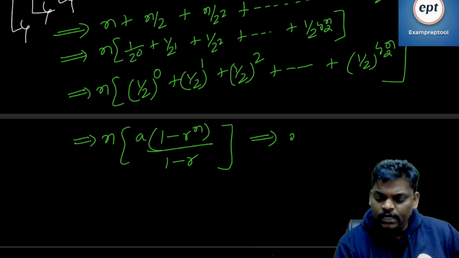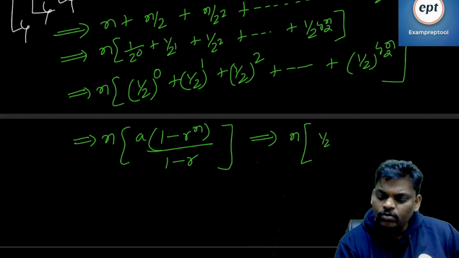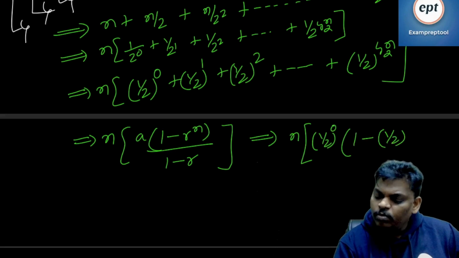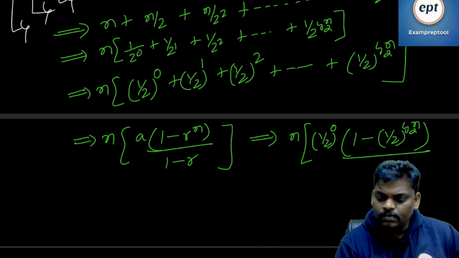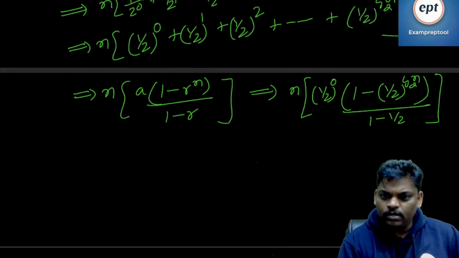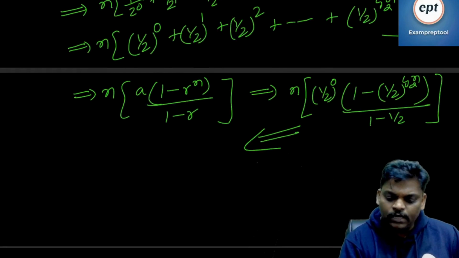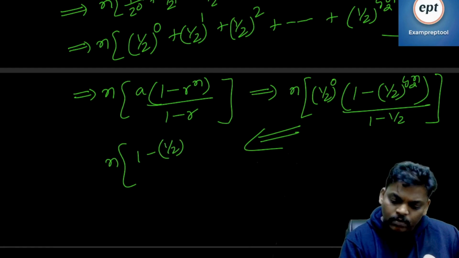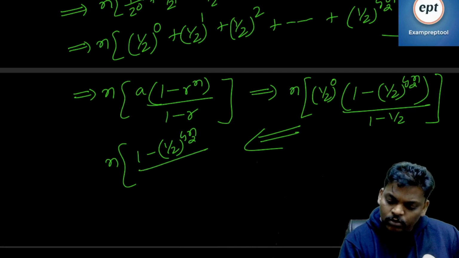n outside anyhow. a value 1 by 2 whole power 0 means 1. 1 minus r power, r is 1 by 2, whole power. How many terms are there? Log n base 2 terms are there. By 1 minus r, 1 minus 1 by 2. Just substitute in that formula. Right? So now let me do this one. n into, that will become 1. So 1 minus 1 by 2 whole power log n base 2, by 1 minus 1 by 2, which means 1 by 2.